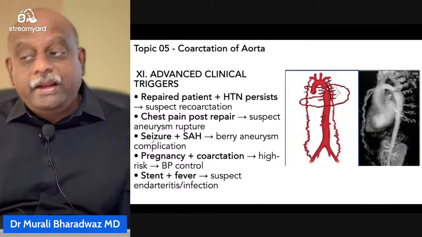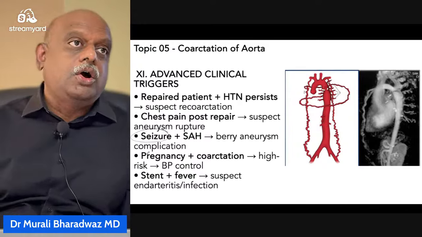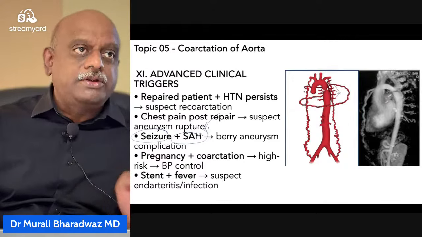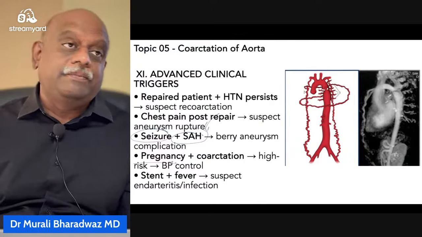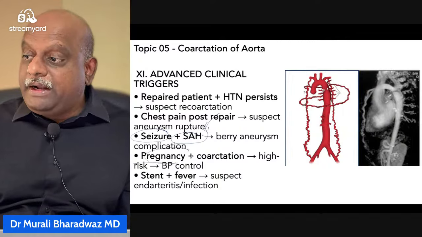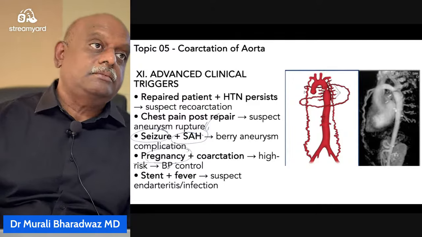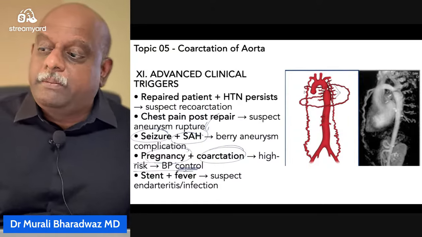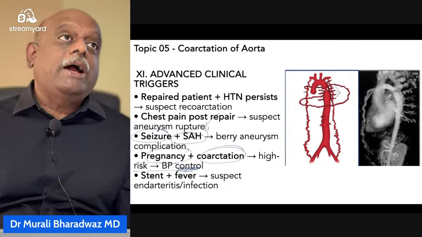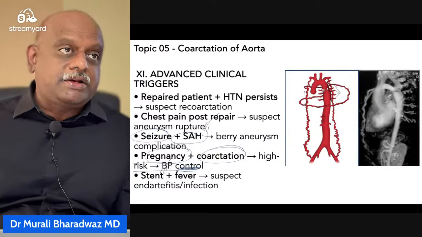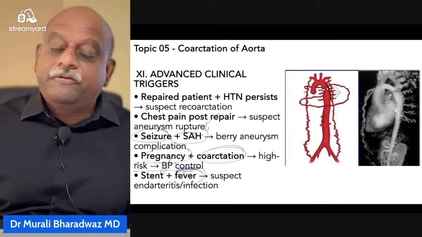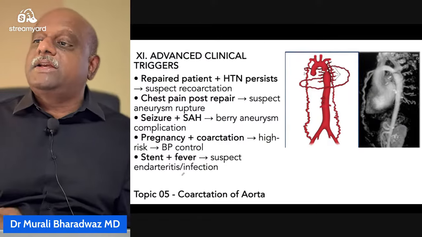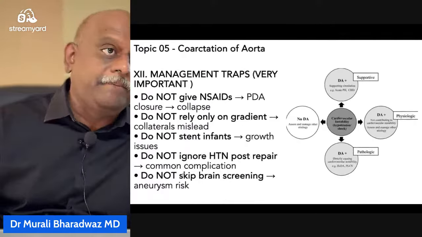So any seizure or subarachnoid hemorrhage, you should think of berry aneurysm in a case of coarctation. Whenever there is any pregnancy with coarctation, there is a very high risk and we need to control the BP. And if you happen to put any stent in coarctation, if the patient develops fever, you should always suspect the possibility of endarteritis, is what we need to understand.